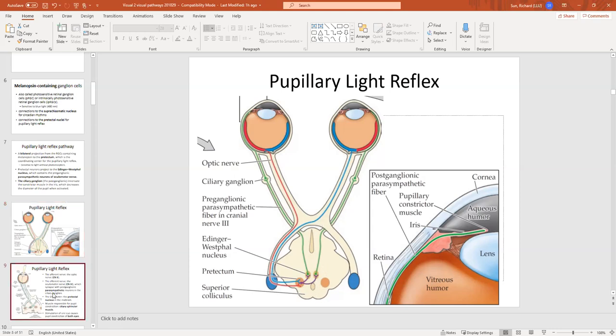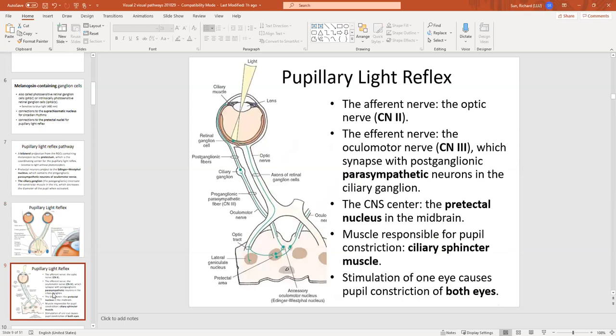So that's that. Here, this one summarizes this pupillary light reflex. The input signal is cranial nerve 2. The efferent is output, the cranial nerve 3. And the center is the pretectal nucleus in the midbrain. And the output is to control the muscle.